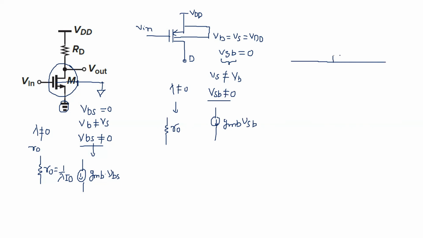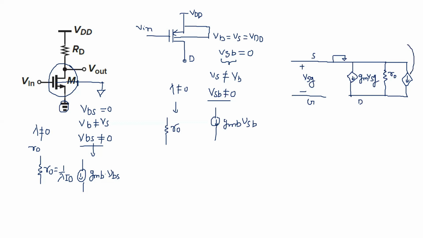So this is your source, which is AC grounded, and this is your gate, this is your source, and this is your drain. So this is a current source, which is nothing but gm VSG, where VSG is nothing but the voltage between source and gate. And one more thing, the ro is going to be replicated here, due to this channel length modulation. And the third is a current source that is equal to gmb VSB. Okay, and after that, this drain is connected to this RD, and we are taking output from here, from this RD.